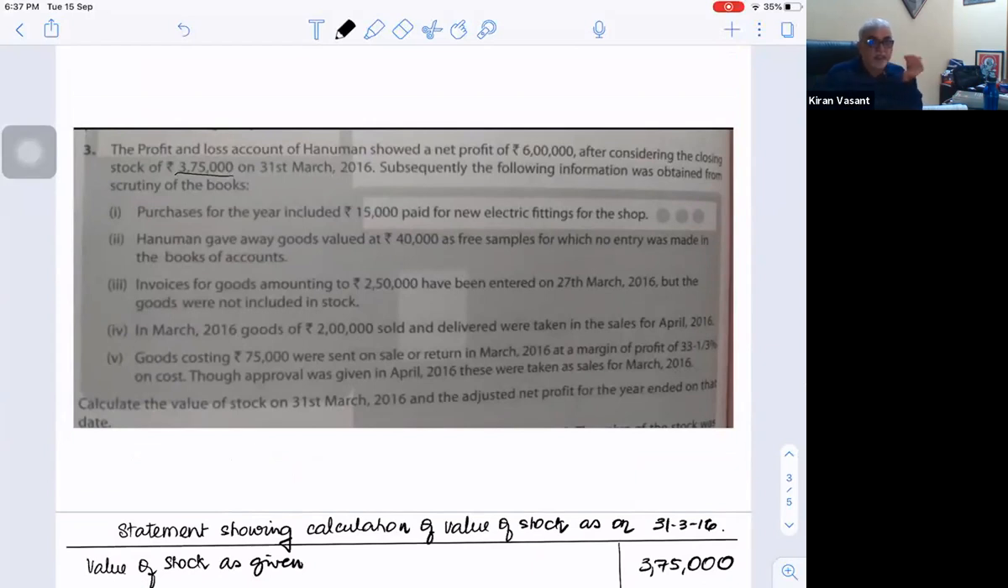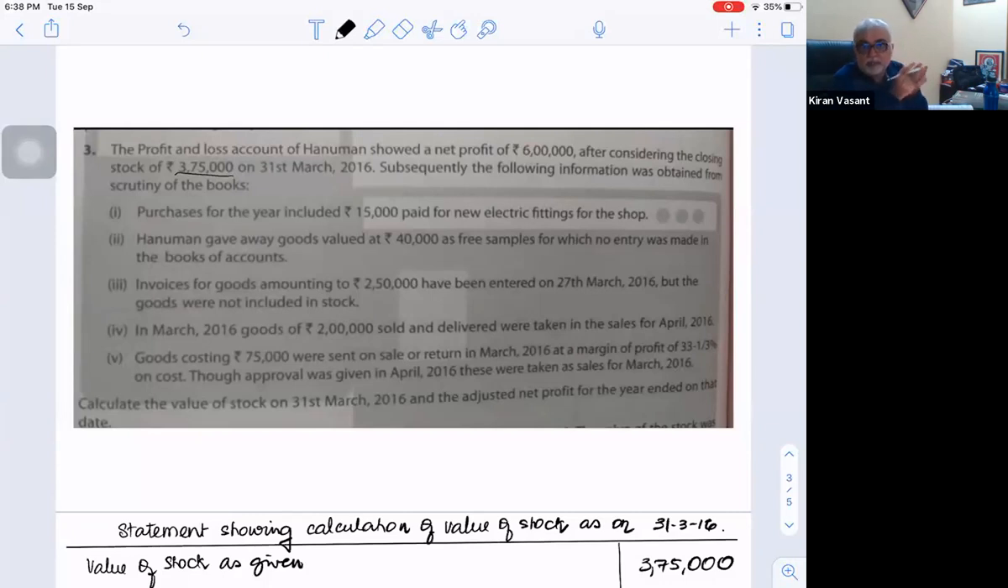The second one, Hanuman gave away 40,000 as free samples for which no entry was made. Again, this will affect only the profit, not the stock. Imagine, you took a stock on 31st of March. This 40,000 was not there in the stock when you took the stock. It was given to customers as free samples. So it doesn't affect your stock position. It was not there, it shouldn't have been there also. Profit, yes, we'll come to that a little later.